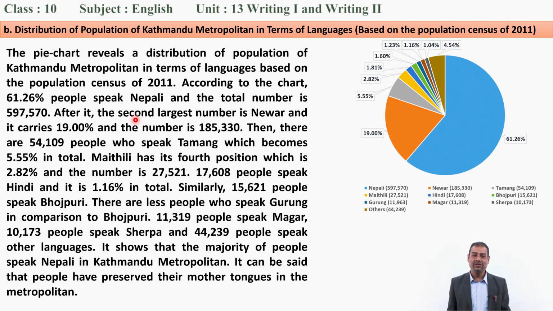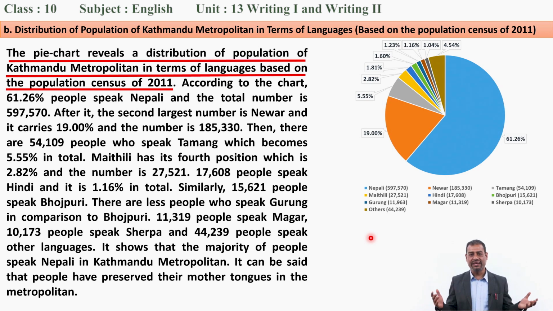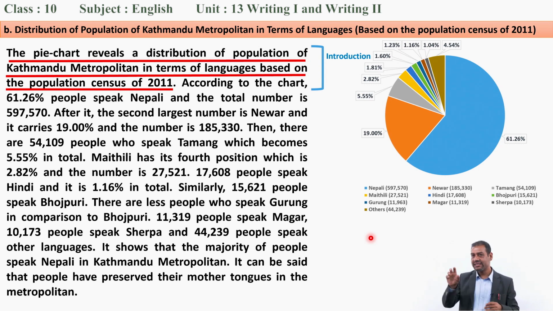So this is just an example, and you can again compare and contrast and interpret in detail in your free time. So here also you can find the same thing. The first 2-3 lines show us the introduction. If we read these lines first, we can understand what the graphic text is about. Clearly we can understand this is a distribution of population of Kathmandu metropolitan in terms of languages, language speaking, and based on the data of the population census of 2011.